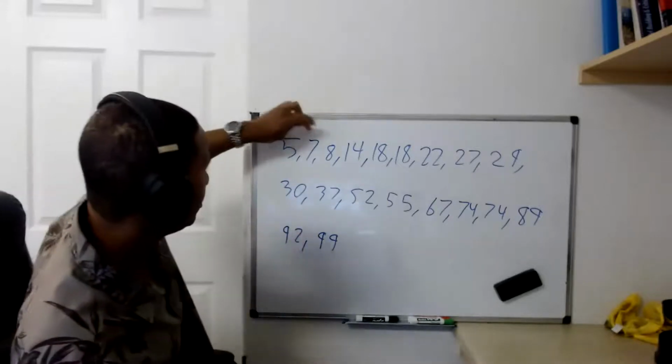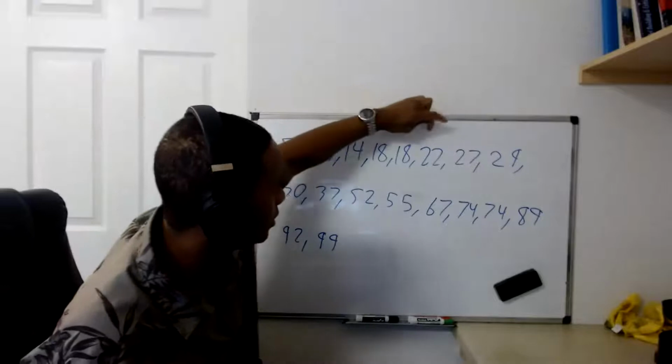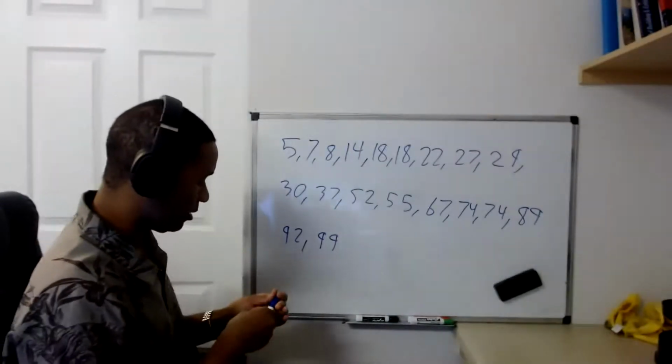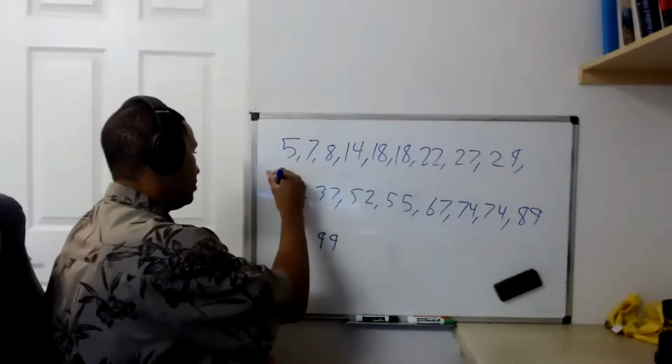So we go 1, 2, 3, 4, 5, 6, 7, 8, 9, 10. So 30 is our median. 30 is our median here.